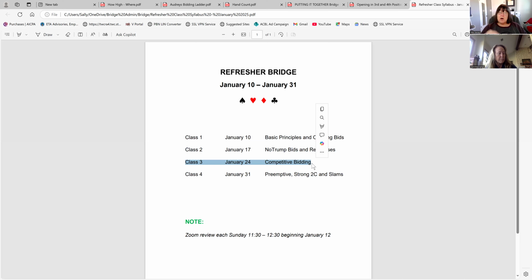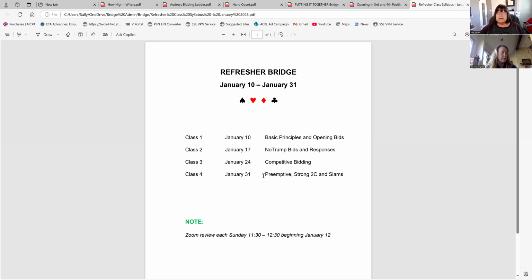Then in week 3, we talk about competitive bidding, which means when the opponents are entering the bidding or when the opponents have opened and you want to enter the bidding. So when both sides are bidding, which, as you know, is most of the time, especially in duplicate bridge, but just in general in bridge, a lot of times it's not anybody's clear hand. We both bid. That's what we cover in that third week, and it includes overcalls, takeout doubles, and negative doubles as the main things.